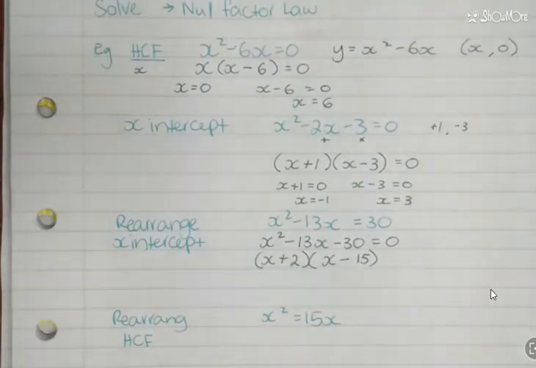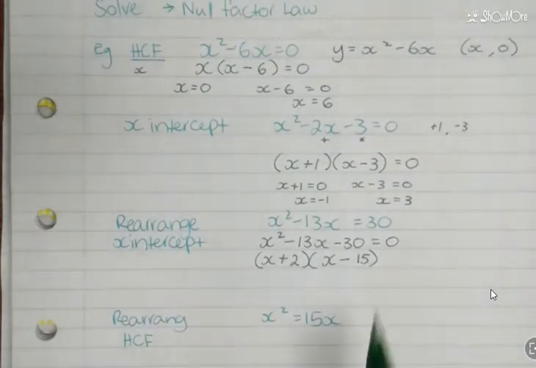Negative 10 times negative 3 would be positive 30, and negative 10 plus negative 3 would be the negative 13, but it has to make both still correct, so that's why it's not 10 and 3. Does that make sense? So you've got to think about how your negatives work there.